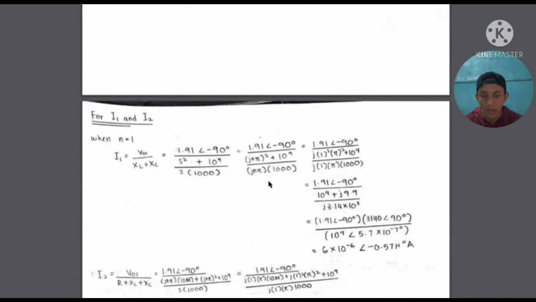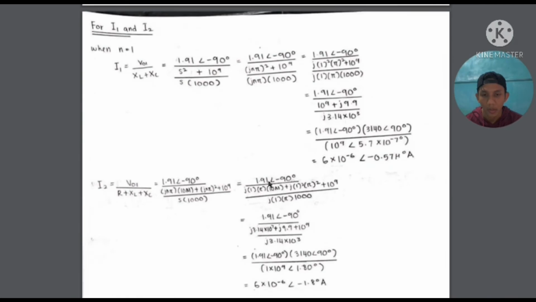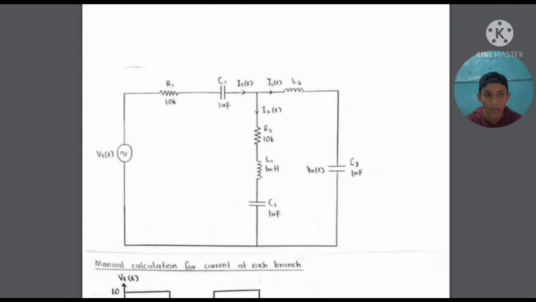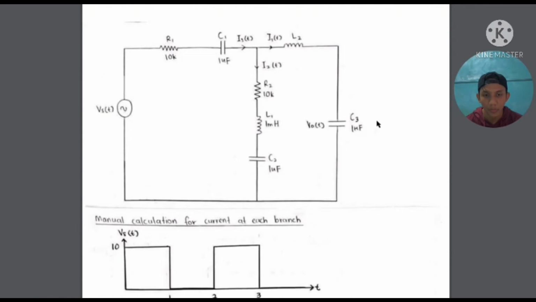After we get the V naughts, we can now proceed to find I1 and I2. So if you can see from the circuit given, this is I1 and this is I2. So we're going to find the current for I1 and I2.